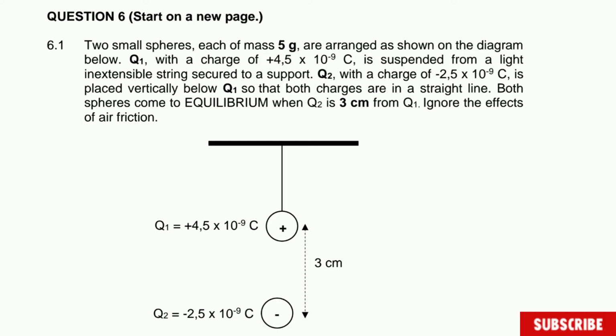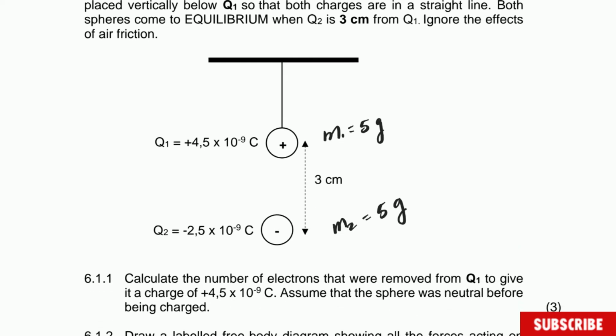The only data I am going to add here is the mass. The mass 1 is equal to 5 grams, as well as mass 2, that is also equal to 5 grams. Both of them are 5 grams, and this is the picture of what is happening there. The other thing is at rest, so velocity is 0. They are at equilibrium.